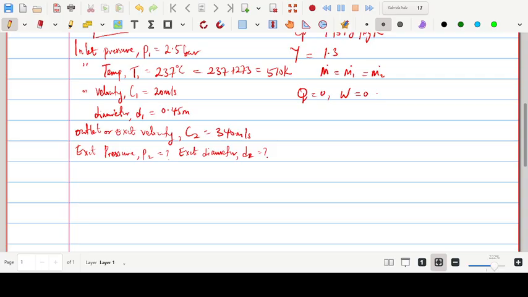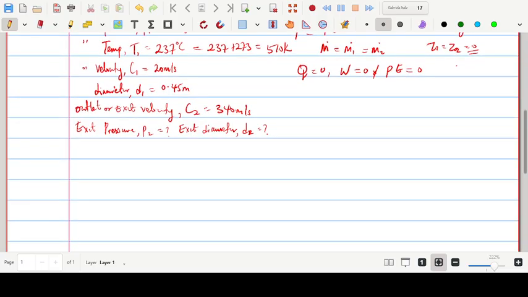Mostly for nozzle, our potential energy is always 0 unless stated otherwise, because Z1 is equal to Z2, which is equal to 0, since potential energy is equal to gZ. Now let's go back to solve the question.